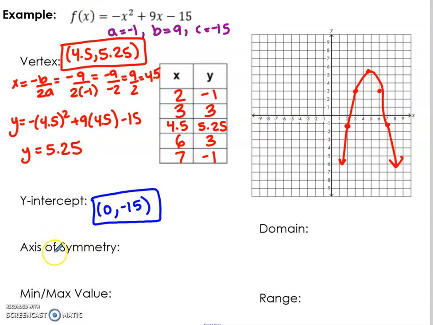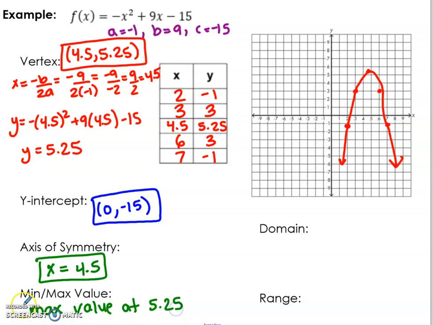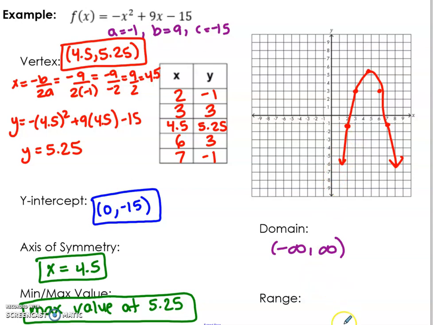Axis of symmetry, we're going to have x equals the x value of the vertex, so 4.5. The graph is opening down, so that means that we're going to have a maximum, and we'll have a maximum value at the y value of the vertex, so 5.25. And then our domain is going to be negative infinity to infinity. Our range is going to go from the lowest y, which is going to be negative infinity, to the highest y, which is going to be 5.25, and then we have that bracket.